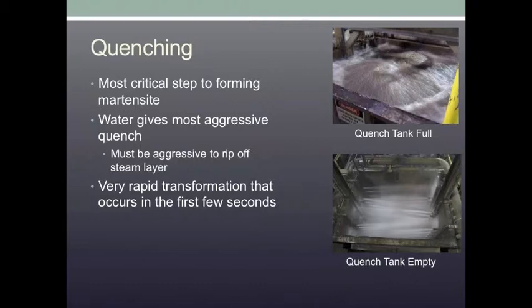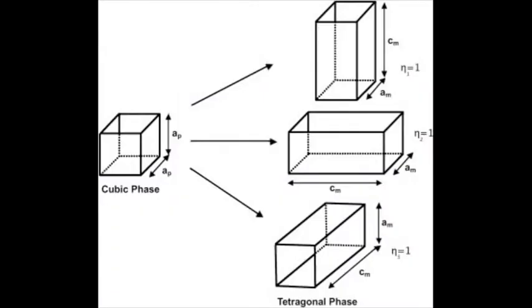The bottom picture is of an empty quench tank with the jets in full effect. The top picture is of a full quench tank with the jets in full effect. You can see the turbulence of the water created by the high velocity output of these jets. During the first few seconds of the quench is where this rapid transformation occurs.